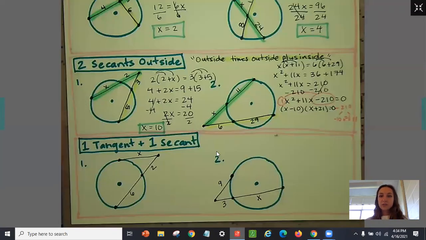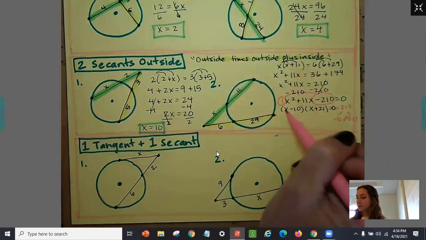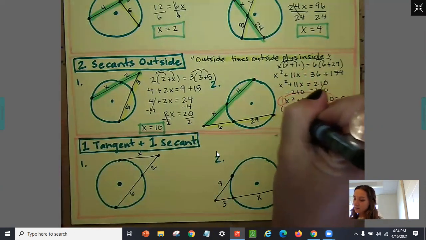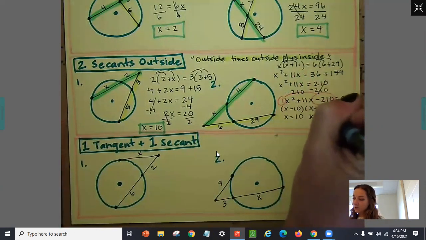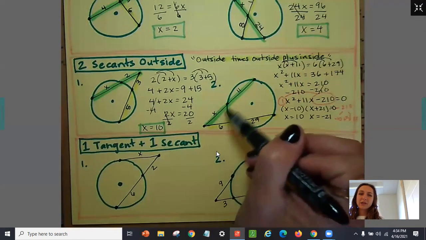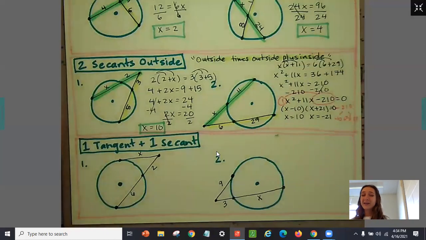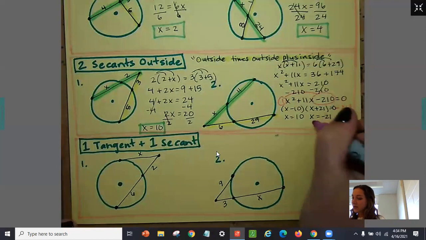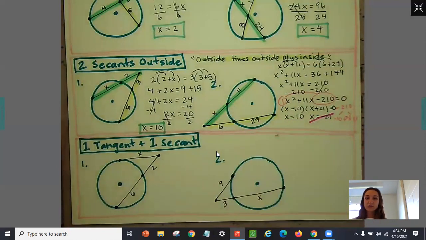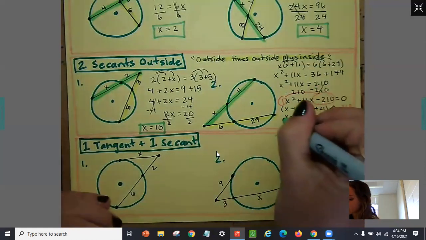Okay, and this is going to give us our answer here because the only way that this can equal 0 is if this equals 0 or if this equals 0. So our two answers here are going to be x equals 10 and x equals negative 21. However, if I have x equals negative 21, that would mean that this outside portion is negative 21, and that just doesn't really make sense in the context of this problem. So we're going to reject the negative because we can't have a negative measure here, and we're going to keep the positive answer, which is x equals 10.